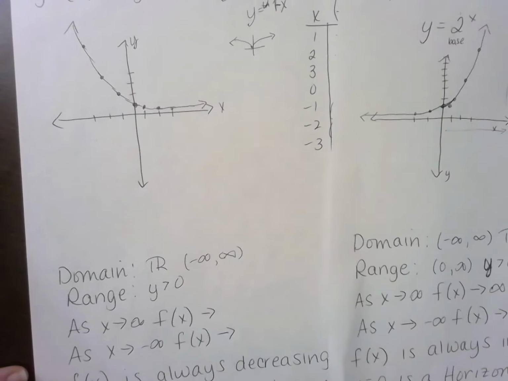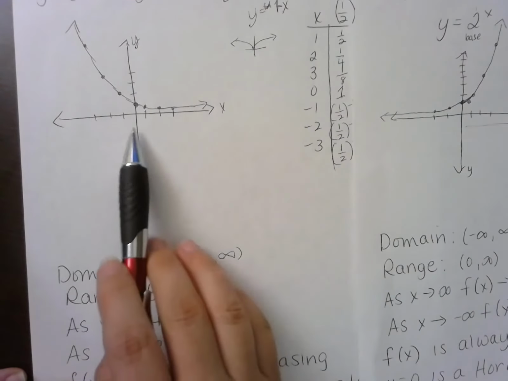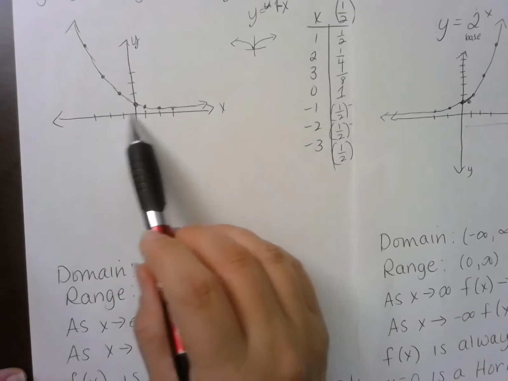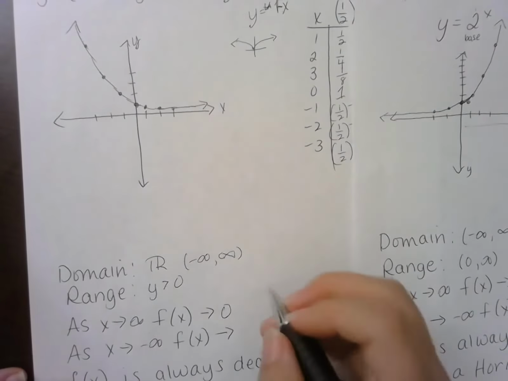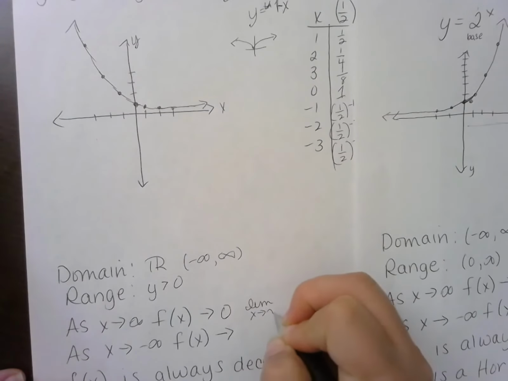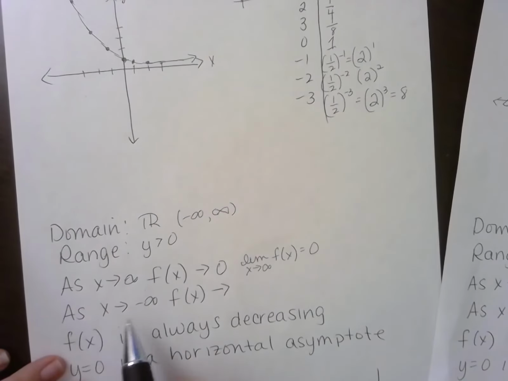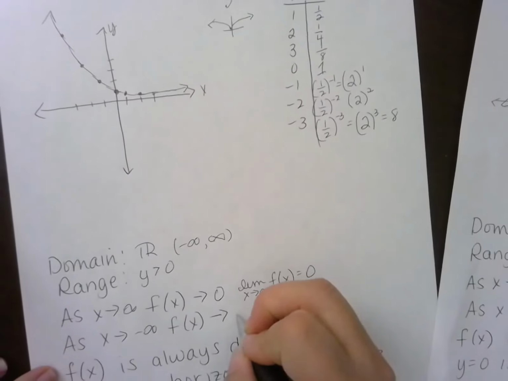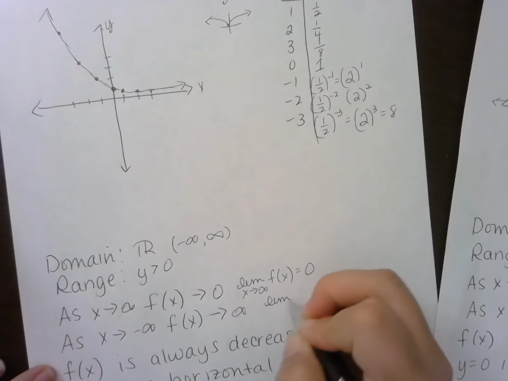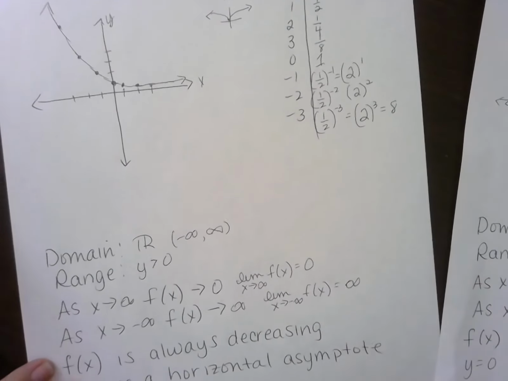Now I have opposite behavior here, right? Because as x went to infinity for the previous graph, y, or f of x, went to infinity, but in this case I've got the opposite behavior. As x goes to positive infinity, f of x is approaching 0. And again, we could write the limit as x goes to infinity of f is equal to 0. Then as x goes to -infinity, I have the opposite behavior. I'm going off to positive infinity. So I could also write that the limit as x approaches -infinity of f is positive infinity.